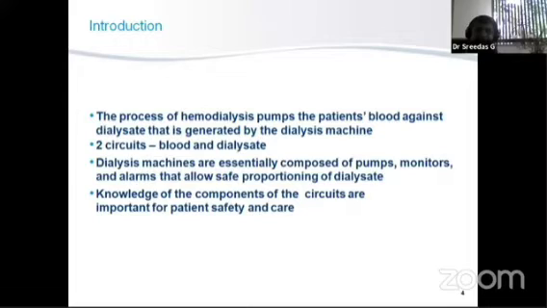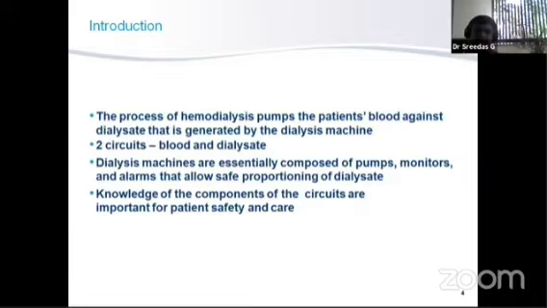We know that hemodialysis is a process where the machine pumps the patient's blood against a dialysate that is generated by the dialysis machine. That is what all of us do day in and day out. And to study this, we have two circuits. We all know there is a blood circuit and a dialysate circuit.